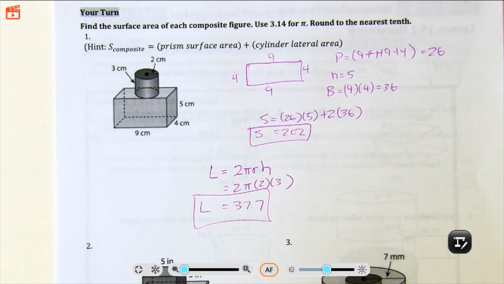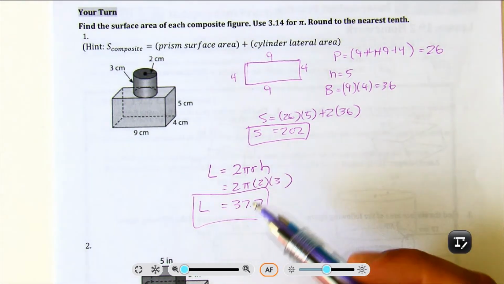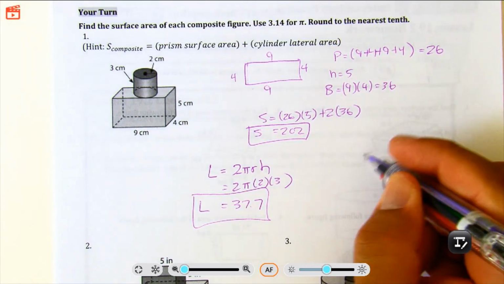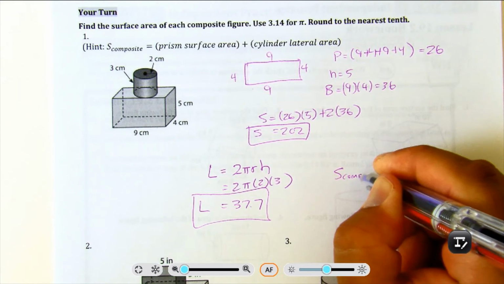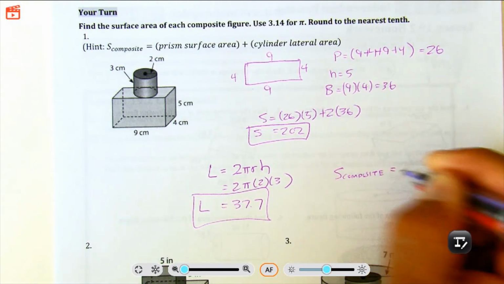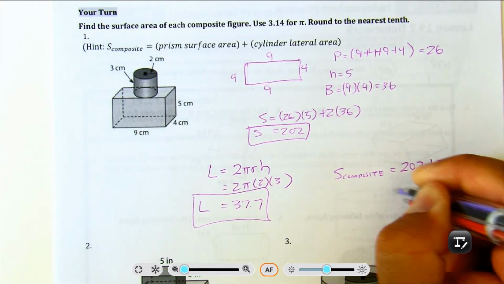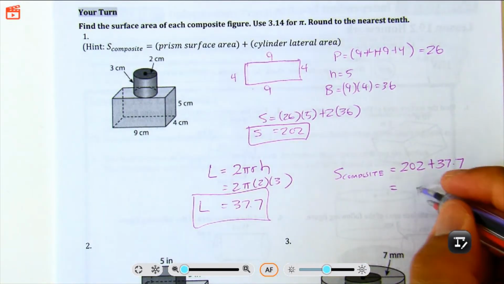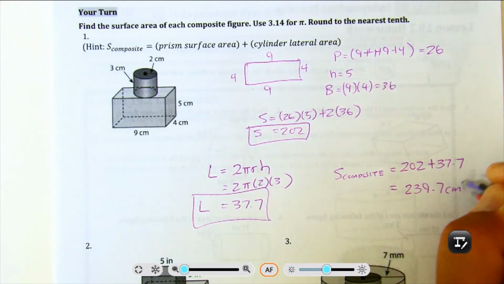Now what we need to do is just add these two together to find the total surface area. So S composite is equal to 202 plus 37.7, which is 239.7 centimeters squared.